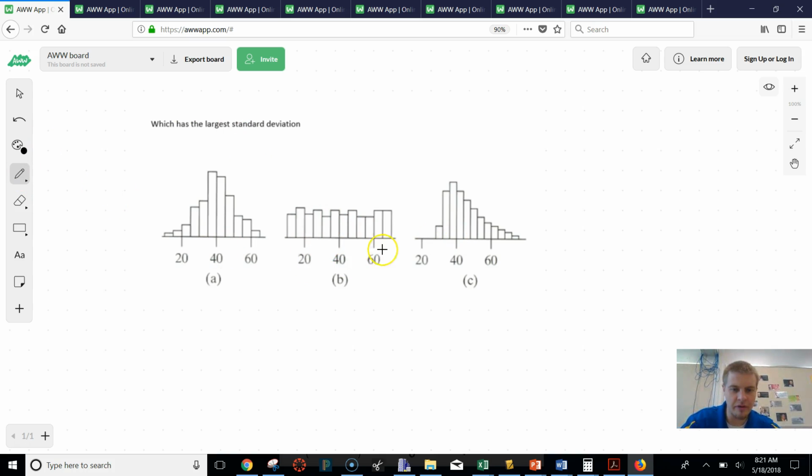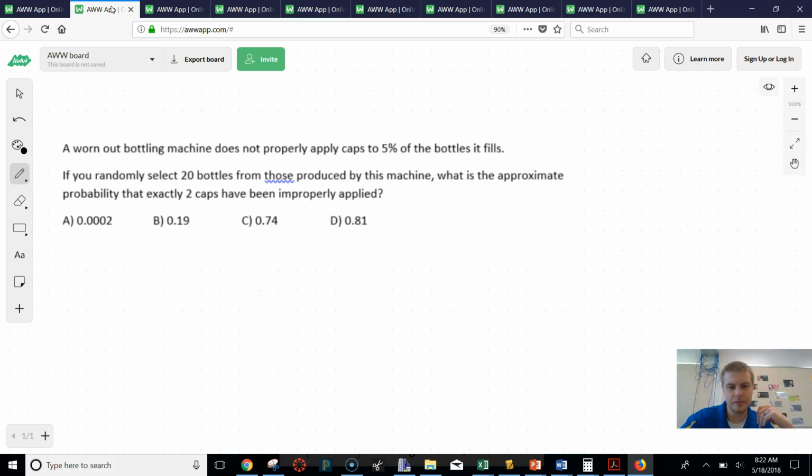Like this one's probably a little bit towards the skew, but it looks like all the means are around 40. So if all the means are around 40, you want to look for the one that has the data points the furthest away from the mean. Well, obviously this one goes out the farthest, so this has the highest standard deviation, or the ones furthest from the mean.